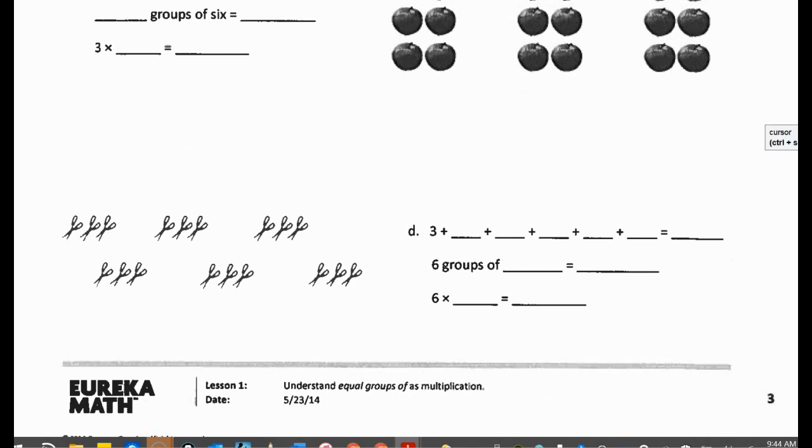Now I have a group of scissors. What goes in here? In each blank? 3. Because look, it's 3, 3, 3, 3, 3, and 3. So 3 plus 3 plus 3 plus 3 plus 3 plus 3. And how many groups are there? There's 6 groups of how many in each group? 3. So what's my multiplication sentence? 6 times 3. What's the total? 18.